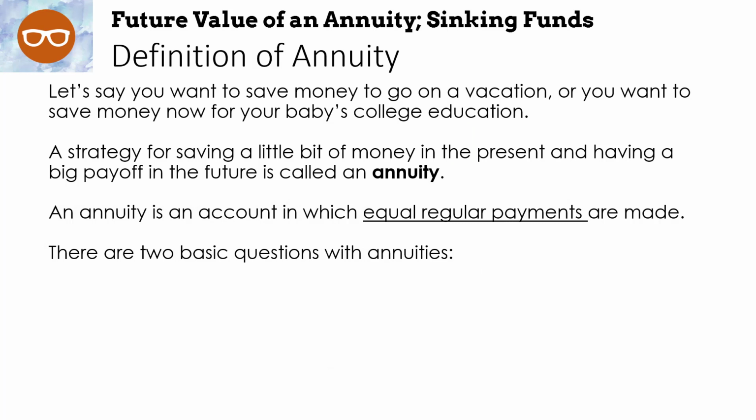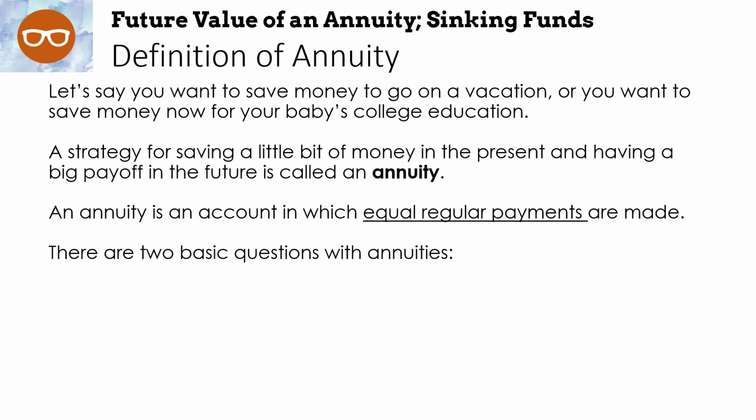Let's get started. Definition of annuity. Let's say you want to save money to go on a vacation, or you want to save money now for your baby's college education. A strategy for saving a little bit of money in the present and having a big payoff in the future is called an annuity. An annuity is an account in which equal regular payments are made.